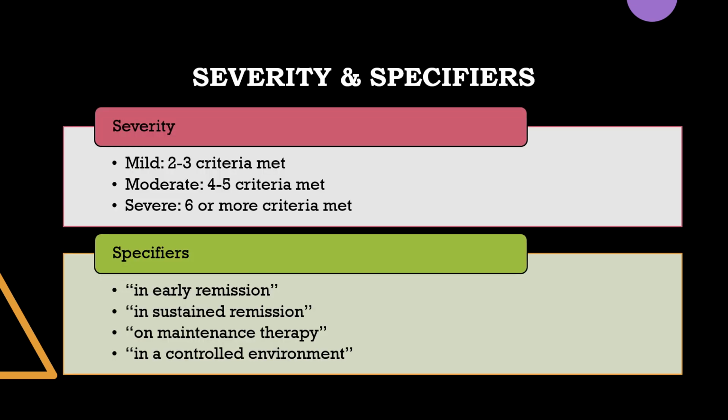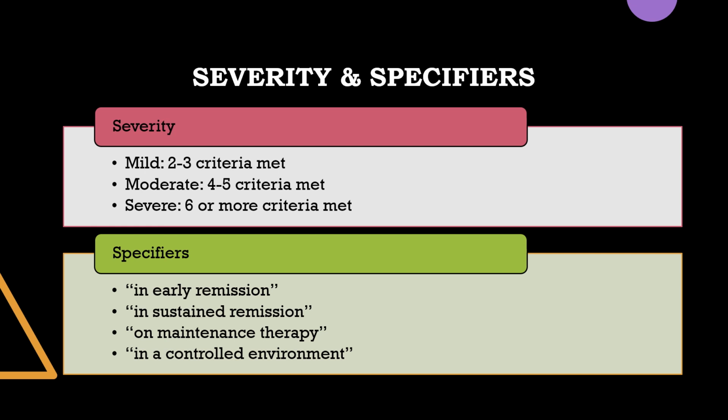So now we're going to briefly talk about severity and specifiers, and these two things help us better understand what substance use disorder means in the context of that individual, and it provides really important nuance to help us understand what's going on for the individual a bit better. So starting with severity, a substance use disorder is considered mild if 2 to 3 criteria are met. It's considered moderate if 4 to 5 criteria are met, and it's considered severe if 6 or more criteria are met.